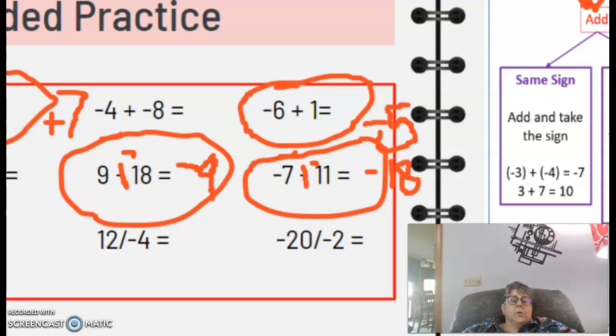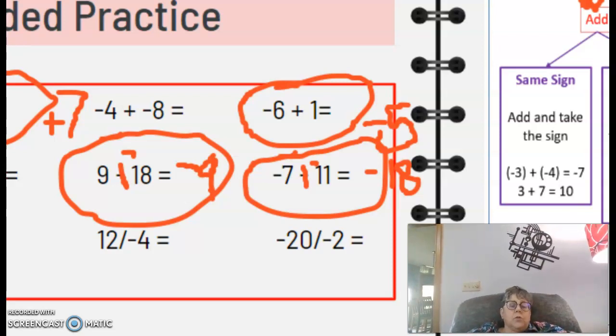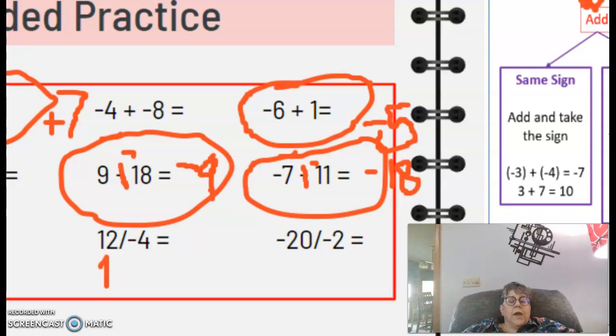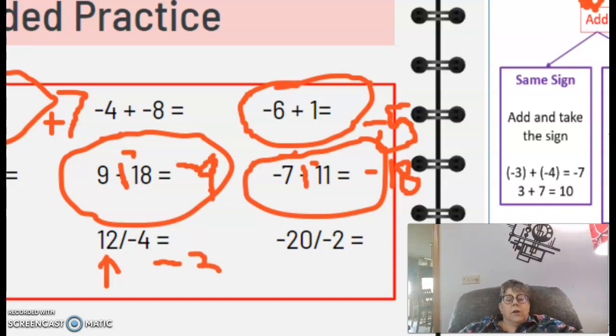The last one I'm going to do with you is this one here. It's a division problem, so I want you to notice first, what are the signs? We have a positive 12 and a negative 4. So the signs are different. We know if the signs are different with multiplication or division, the answer is always negative. Then I simply do the division, and I get a 3.